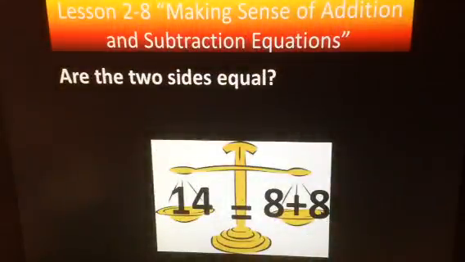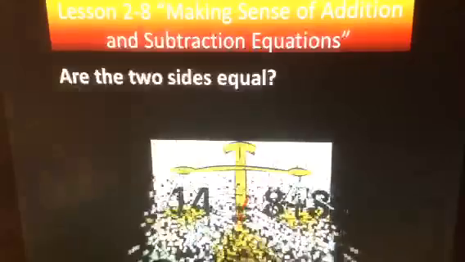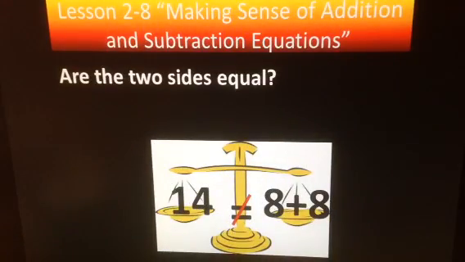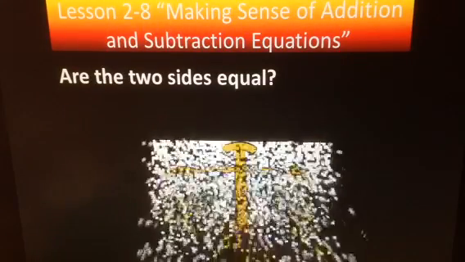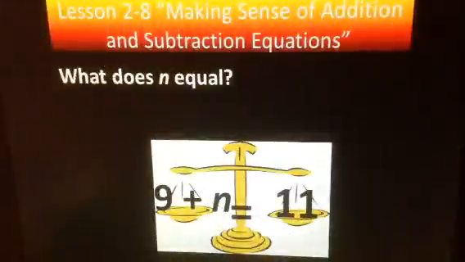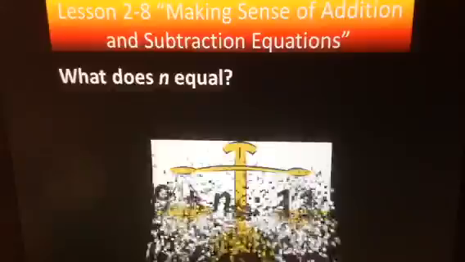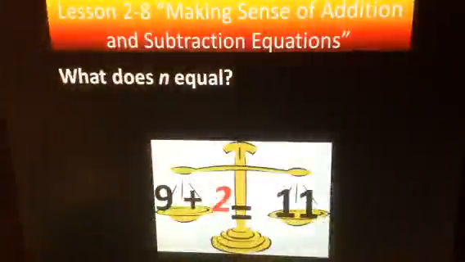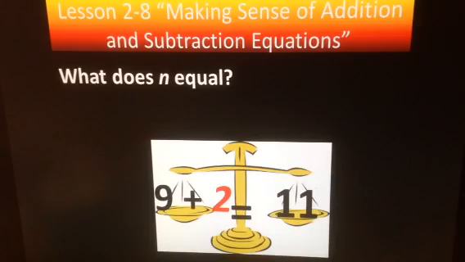Are these two sides equal? Is 14 equal to 8 plus 8? No, they're not equal. That's a symbol that means not equal. What does N equal here? 9 plus something equals 11. What would you have to add to 9 to make it 11? You'd have to add 2 to make it 11. So 9 plus 2 is equal to 11.